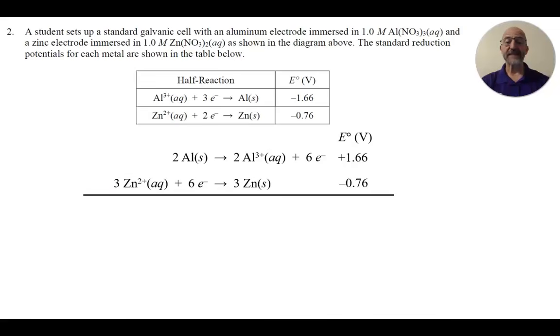And now you can see I can get 6 electrons on the left and 6 electrons on the right to cancel out. And so my overall balanced equation is 2 aluminum, solid, plus 3 zinc ions, aqueous, producing 2 aluminum ions, aqueous, and 3 solid zinc. Now the cell potential is positive 1.66 plus negative 0.76, and that gives me an overall value of positive 0.90 volts. So by using the flip and add technique, I have just answered parts A and B of question 2.